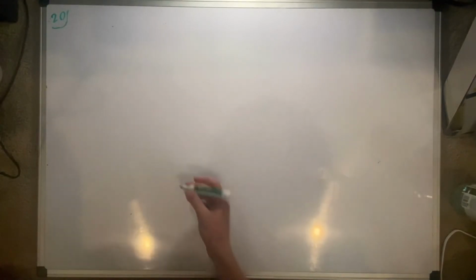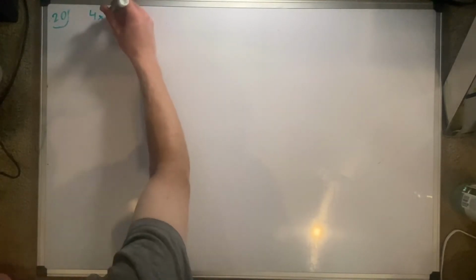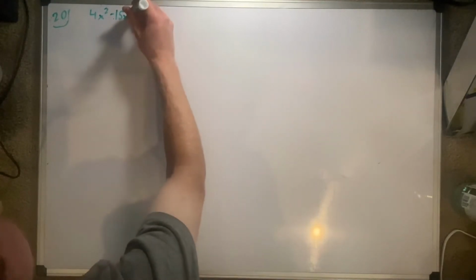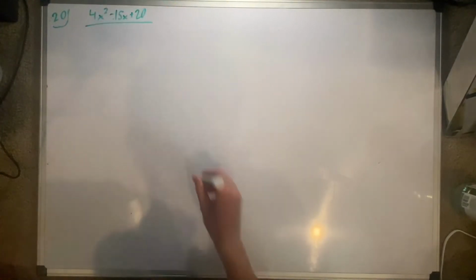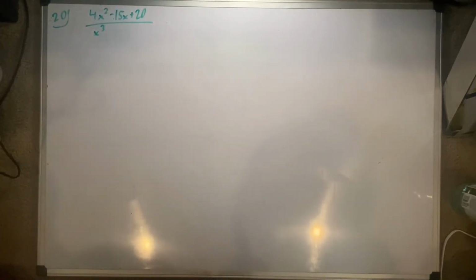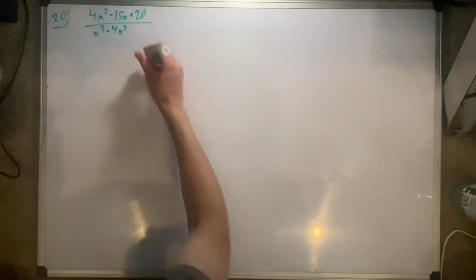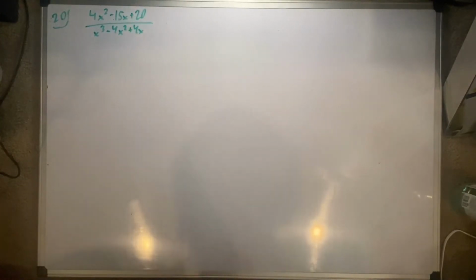Number 20 states, 4x squared minus 15x plus 20 all over x cubed minus 4x squared plus 4x, and that's it. Find the partial fraction decomposition for that.